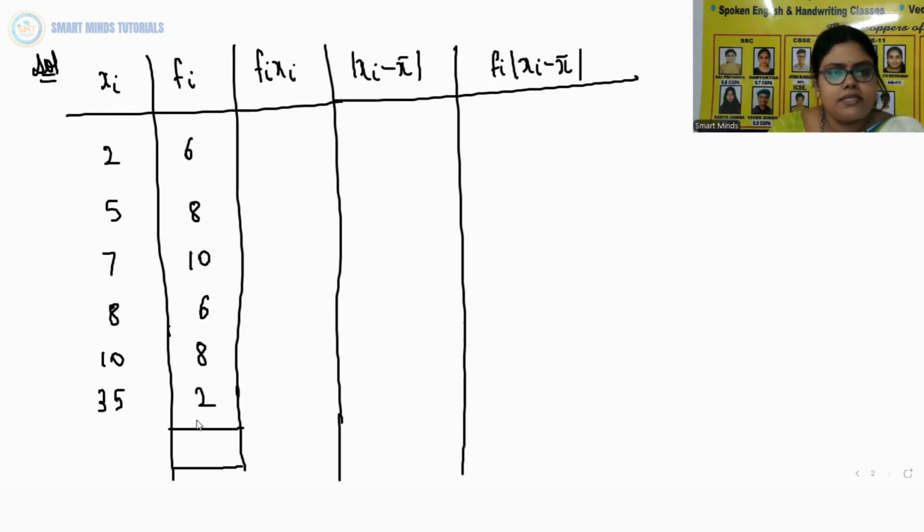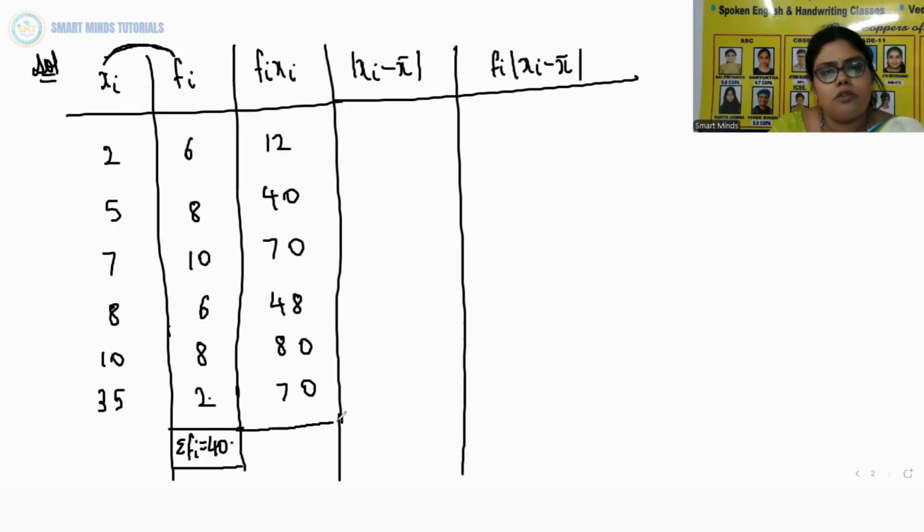So if we add this, we will get 40. We will name it as sigma fi. So sigma fi is 40. Now we will multiply these two columns, fi xi, and we will put it here. 2 into 6 is 12. 5 into 8 is 40. 7 into 10 is 70. 8 into 6 is 48. 10 into 8 is 80. 35 into 2 is 70.